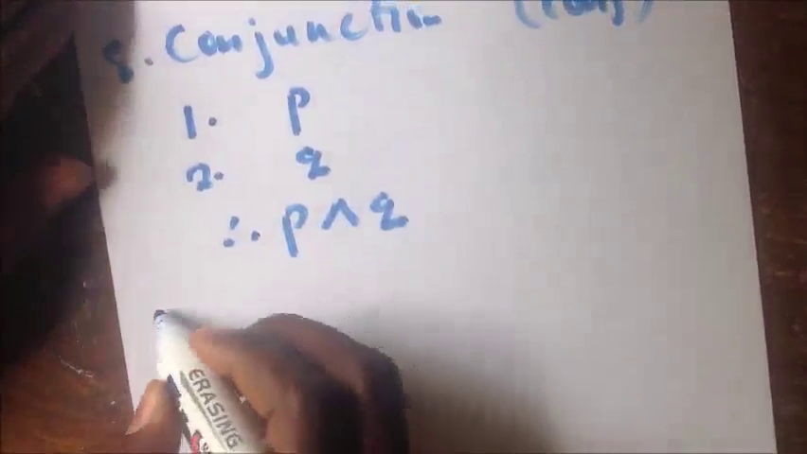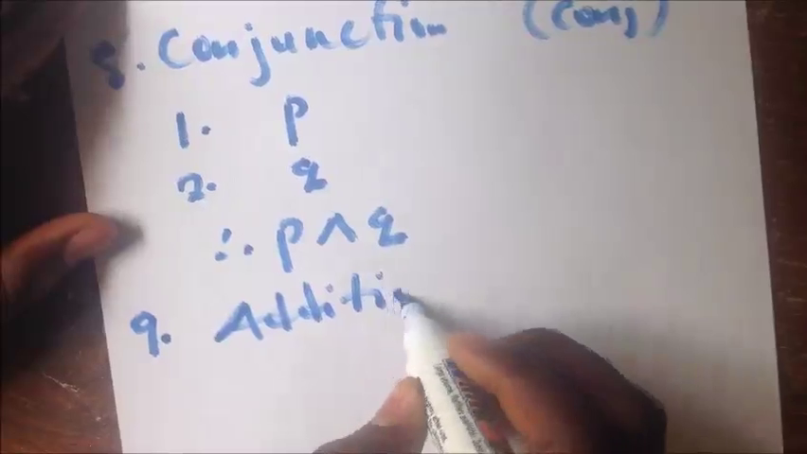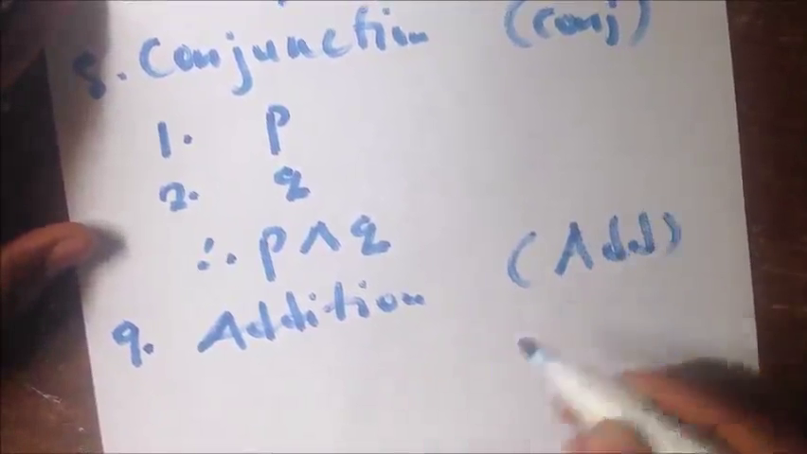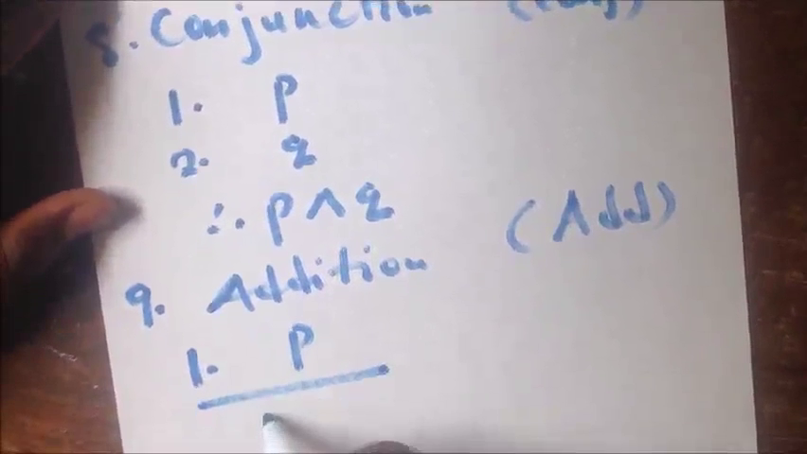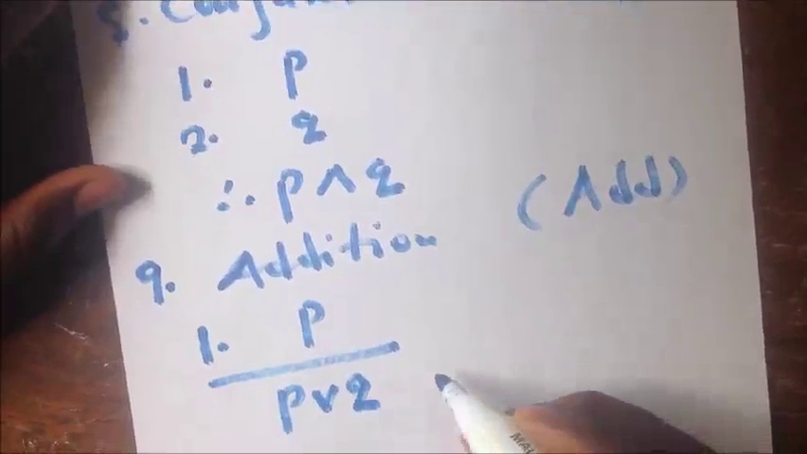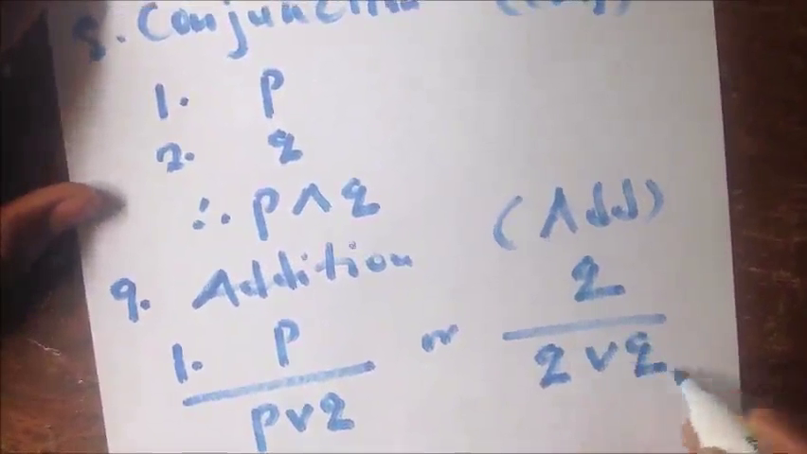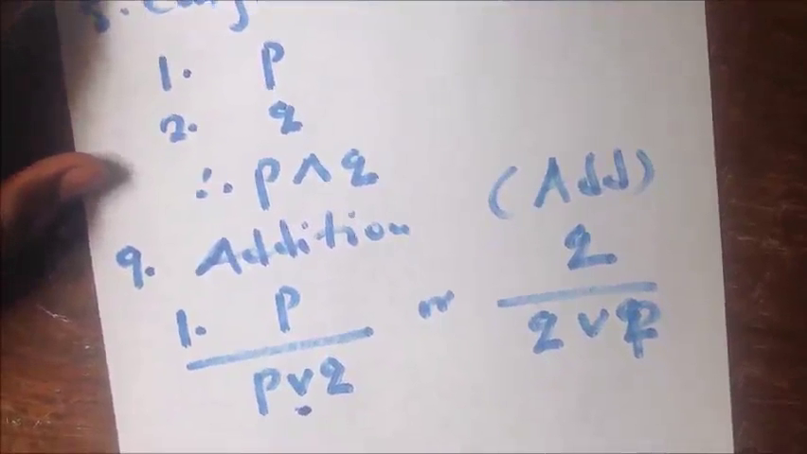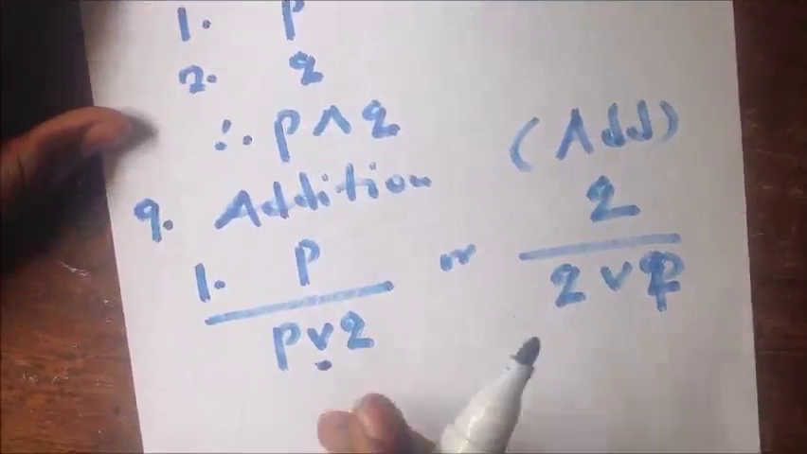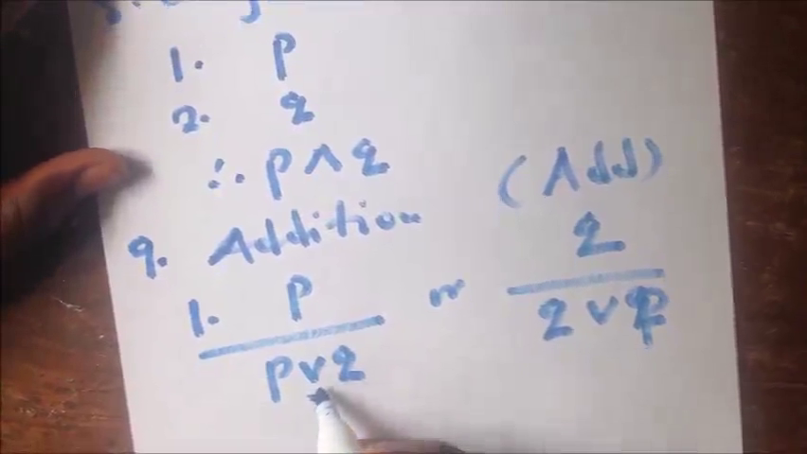Then the last one, since I already said 9, is addition, approximated as Add. It says that if you have P is true, you can conclude that P or Q is true. Or if you have Q is true, you can conclude Q or P is true. Why? Because in the case of disjunction, it requires at least one true statement. So whether the other is false or true, it satisfies the condition of disjunction.